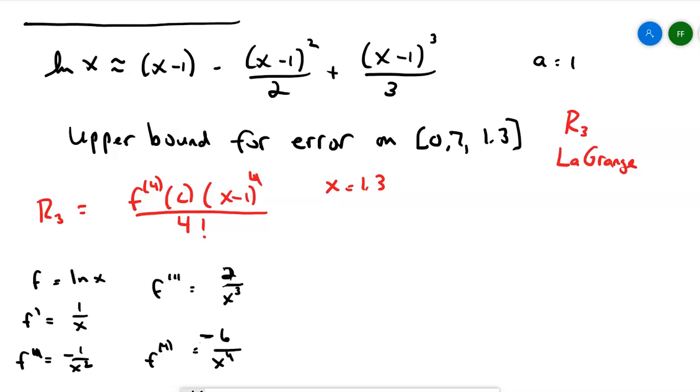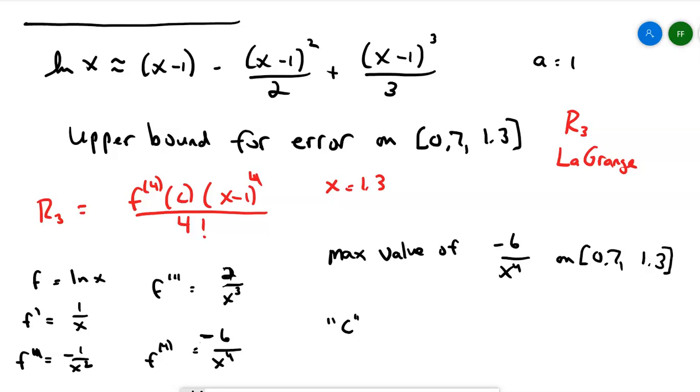And that one should be negative. Okay, so I get negative 6 over x to the fourth. That's the fourth derivative. Now, here's my goal. I want to find the maximum value of negative 6 over x to the fourth on the interval from 0.7 to 1.3. Now, we can still think of it as finding that c value, right? What is the c value that makes it the largest?